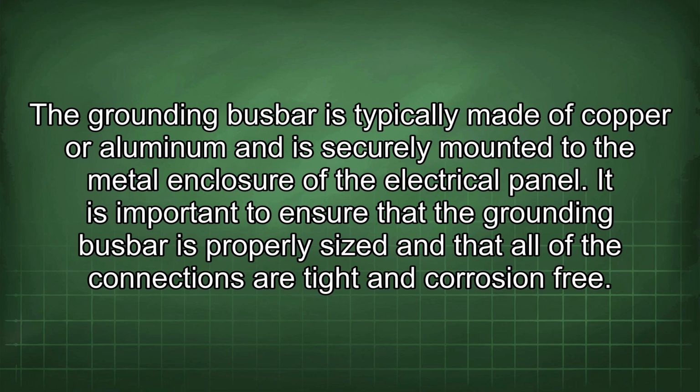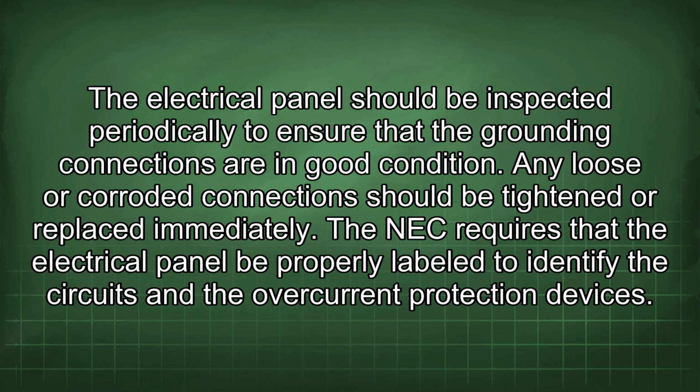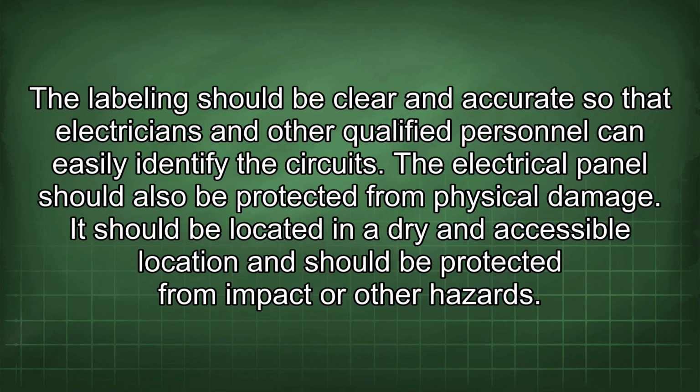electrical panel. It is important to ensure that the grounding busbar is properly sized and that all of the connections are tight and corrosion-free. The electrical panel should be inspected periodically to ensure that the grounding connections are in good condition. Any loose or corroded connections should be tightened or replaced immediately. The NEC requires that the electrical panel be properly labeled to identify the circuits and the overcurrent protection devices. The labeling should be clear and accurate so that electricians and other qualified personnel can easily identify the circuits.